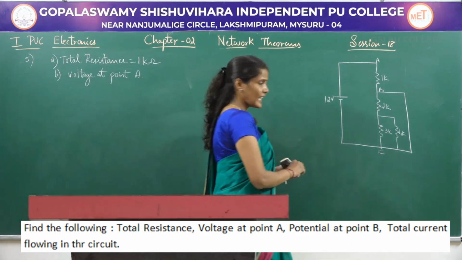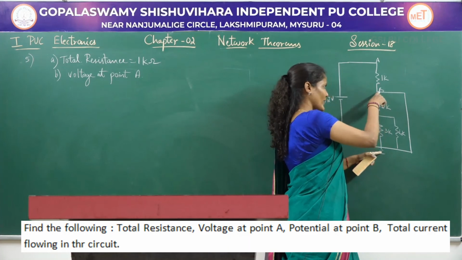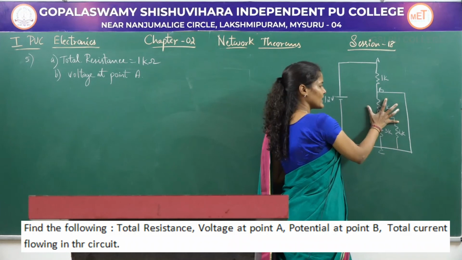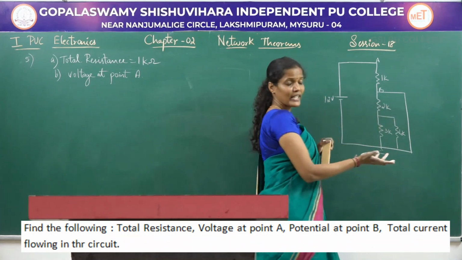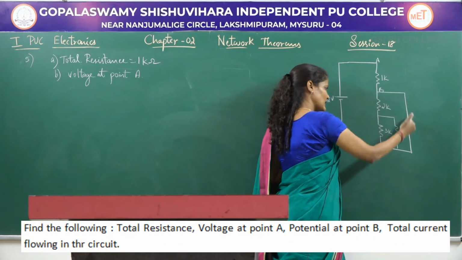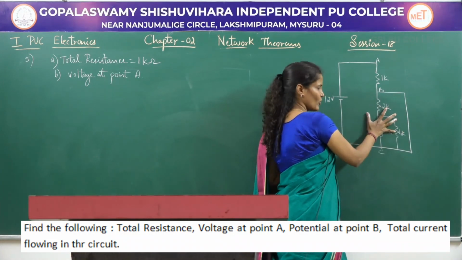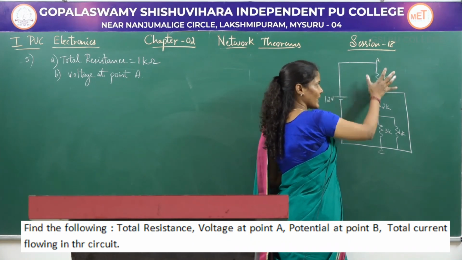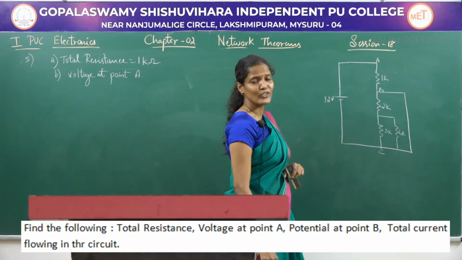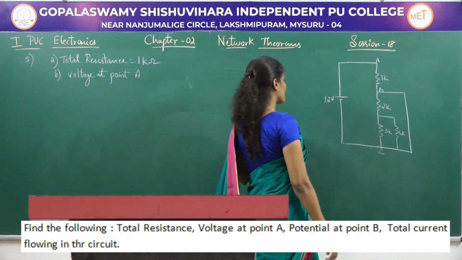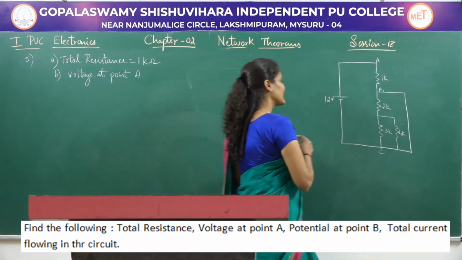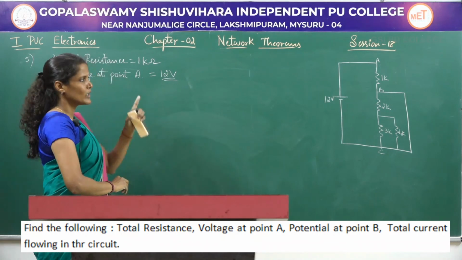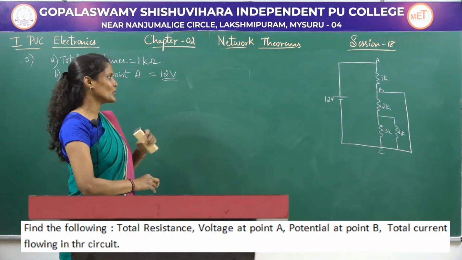So voltage at point A, from point B and point C the resistors are shorted. So I should not consider these resistors 2k, 3k and 4k, there is no need to consider them. So the total resistance in this particular part is equal to 0. So whatever the voltage I am applying from this 12 volts, that entire voltage will be dropped across this one single resistor whose value is equal to 1 kilo. So here they have asked us to find out the voltage at point A, and it is just equal to 12 volts only. So the voltage at point A is equal to 12 volts.